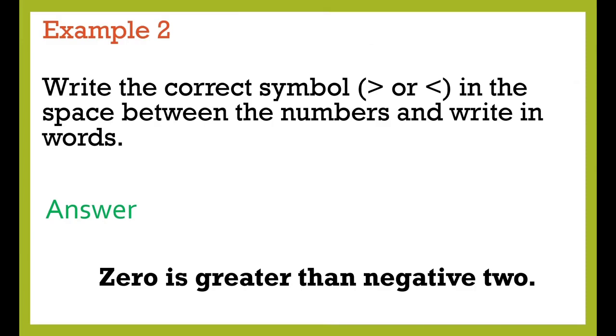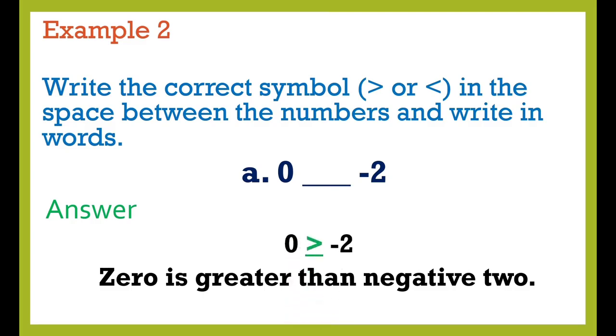Let's have example number 2. Write the correct symbol greater than or less than in the space between the numbers and write in words. So we have here 0 blank negative 2. So what do you think? Is 0 greater than or less than negative 2? Very good. 0 is greater than negative 2. Again, 0 is greater than negative 2.